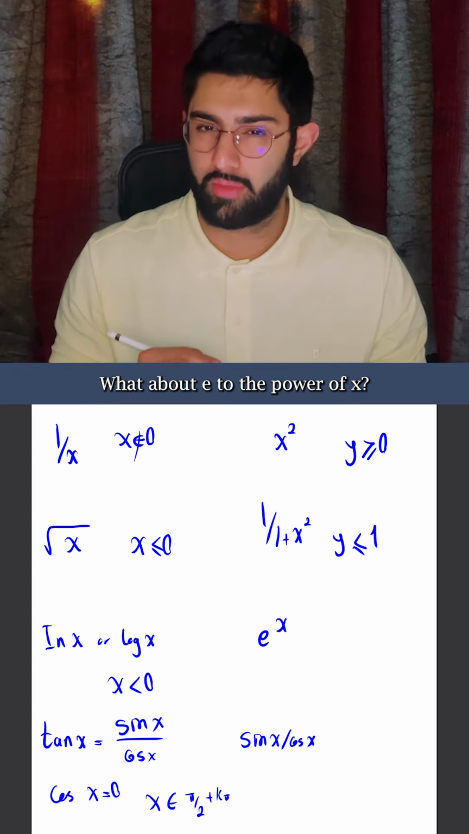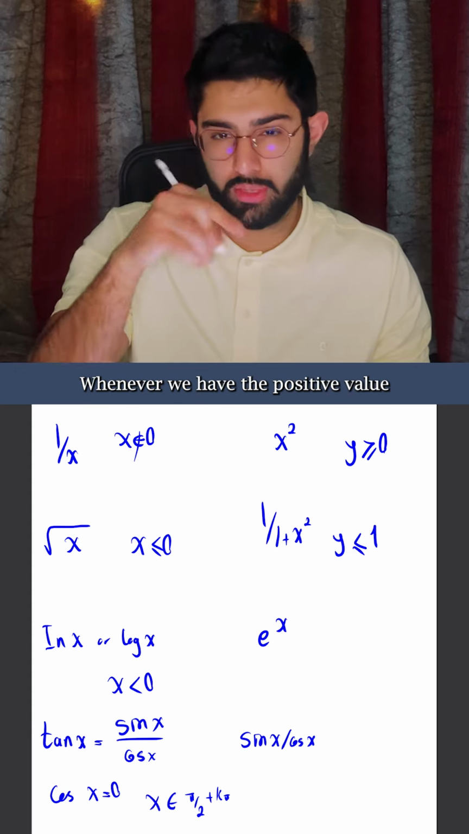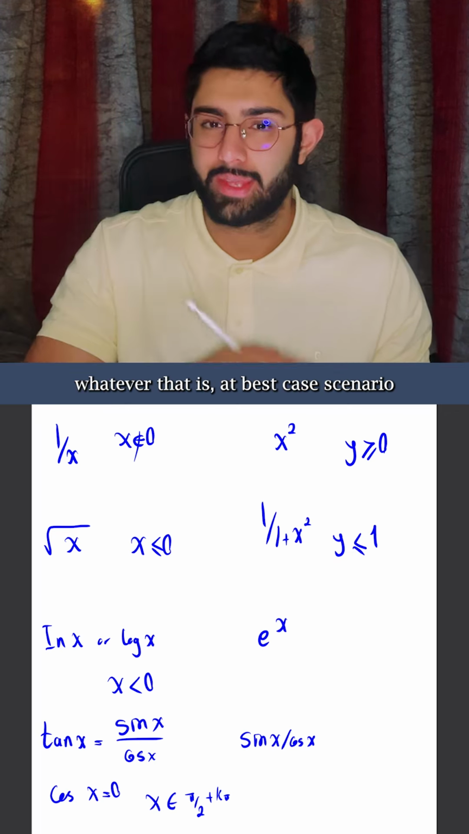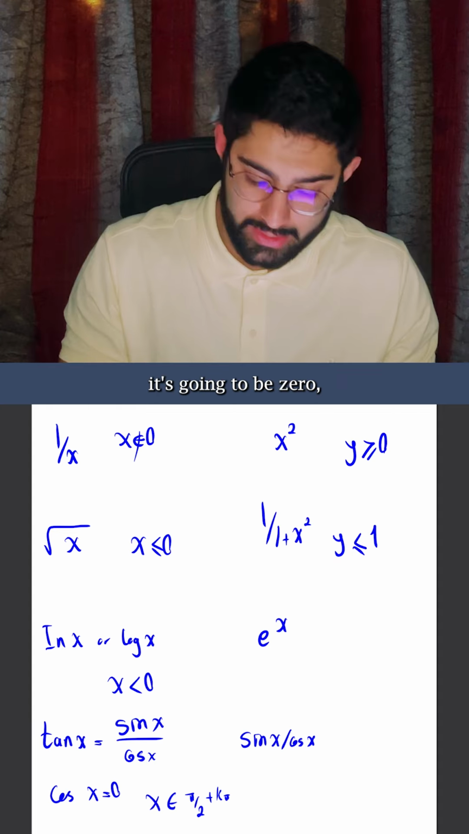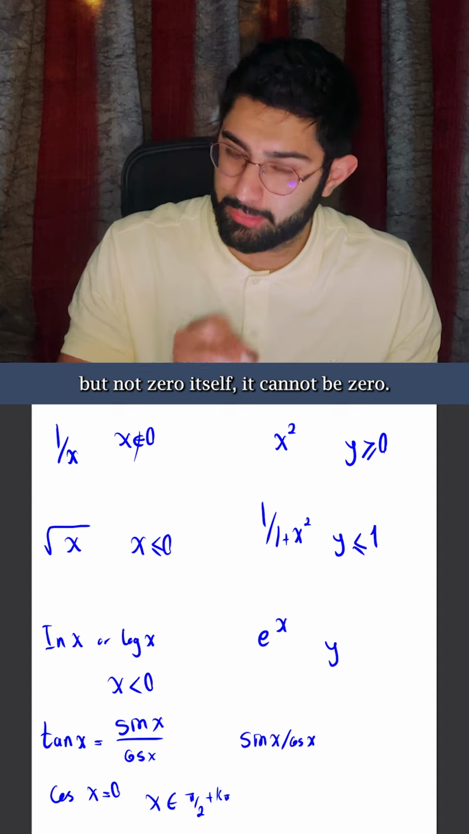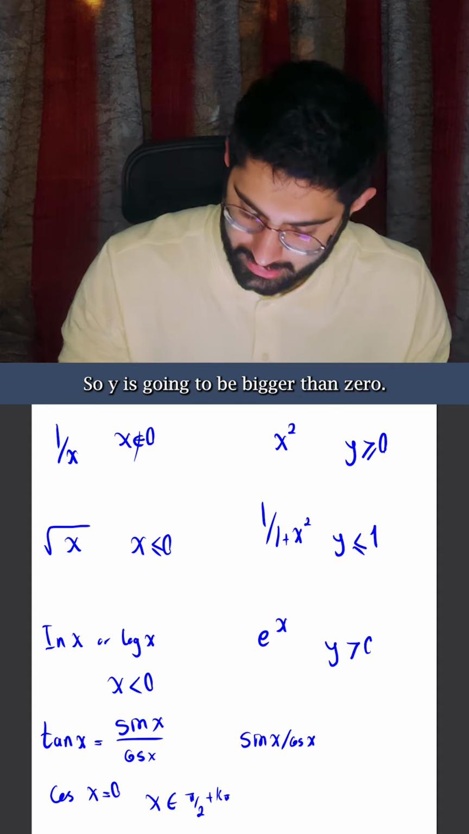What about e to the power of x? Whenever we have a positive value to the power of something, whatever that is, at best case scenario, it's going to be 0. But not 0 itself. It cannot be 0. So y is going to be bigger than 0.